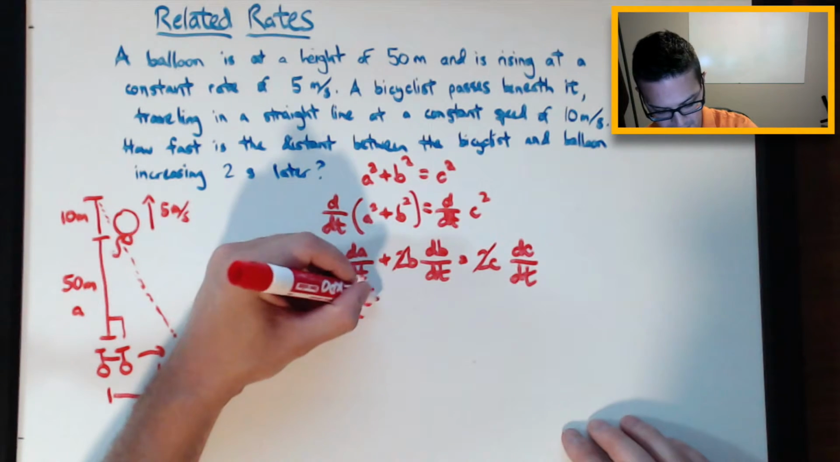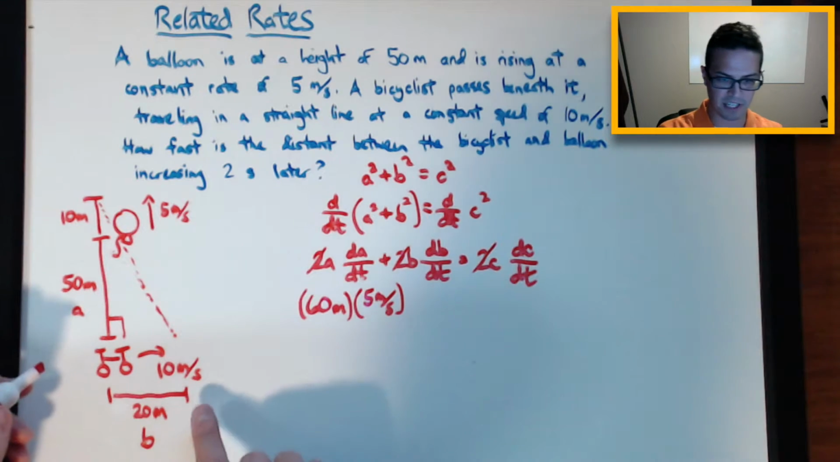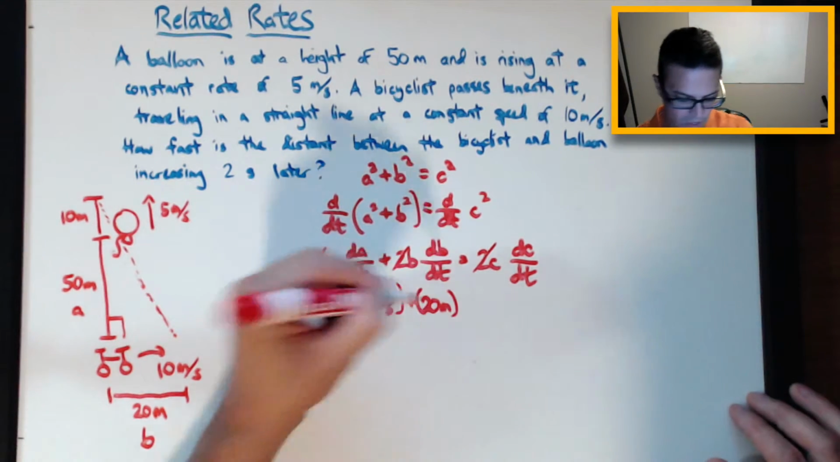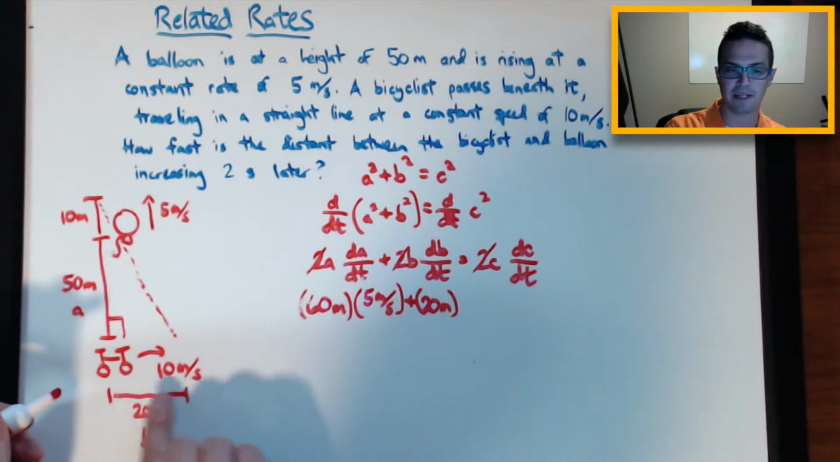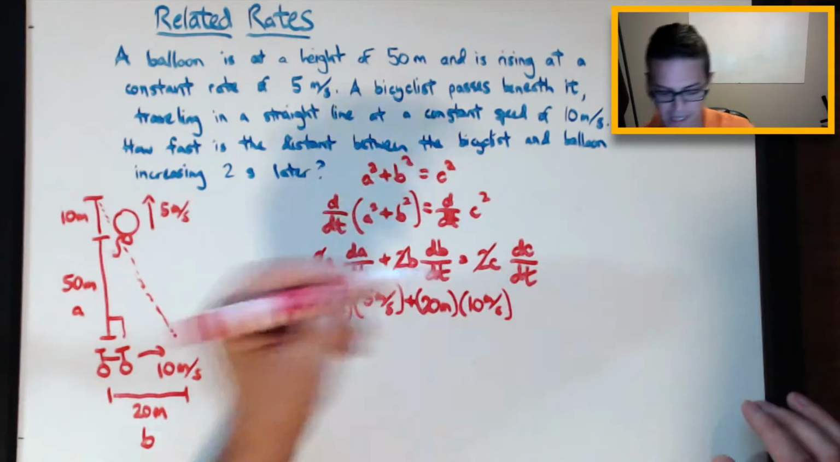So I'm just going to write 5 meters per second. Okay. The B is this right here, which is going to be 20. So it's just that length, 20 meters. And the dB over dt, it's going in a straight line at 10 meters per second. So I'm going to write 10 meters per second, like that.